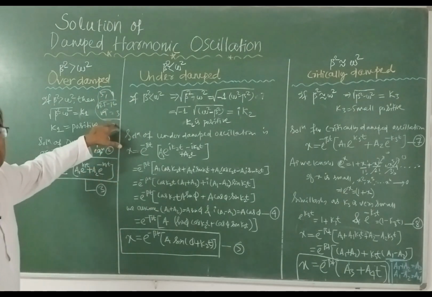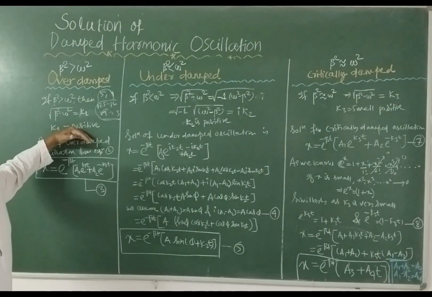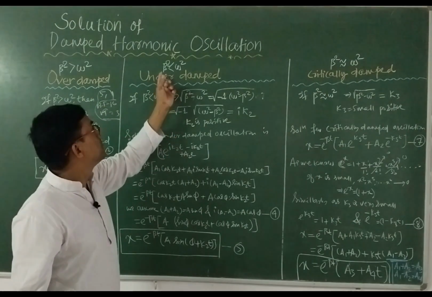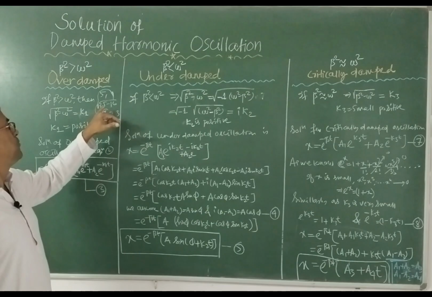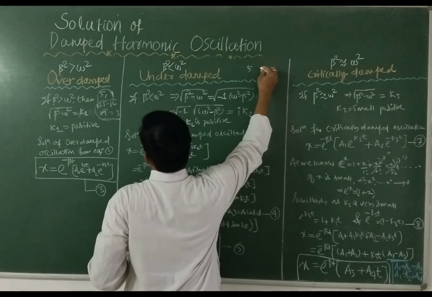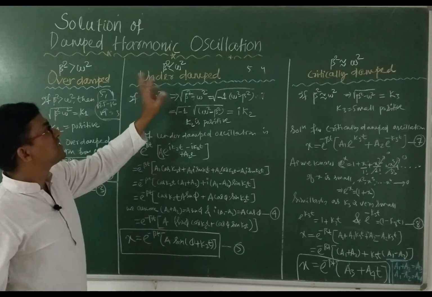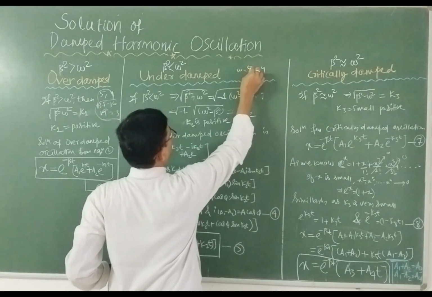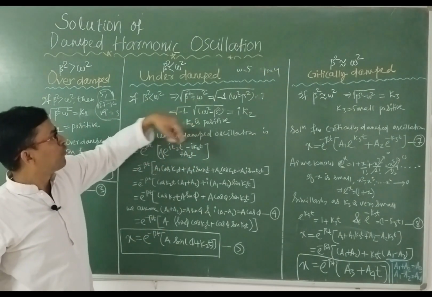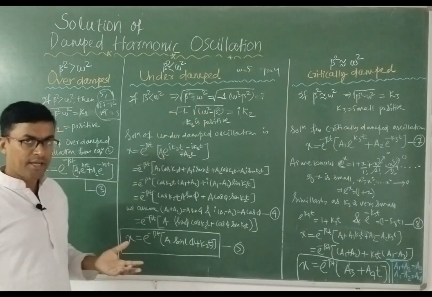That means we got k is a positive value. So we can write k1 is a positive value. Similarly, if we consider the underdamped condition, in underdamped conditions beta square is less than omega square. Suppose omega is 5 and beta is 4. Then it will be beta square minus omega square, 4 square minus 5 square, means 16 minus 25, it will be minus 9.